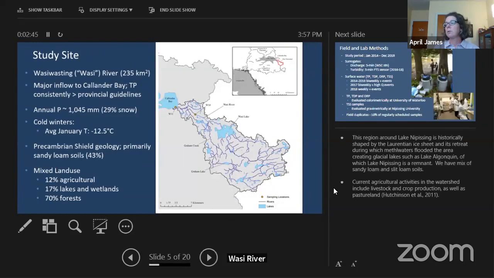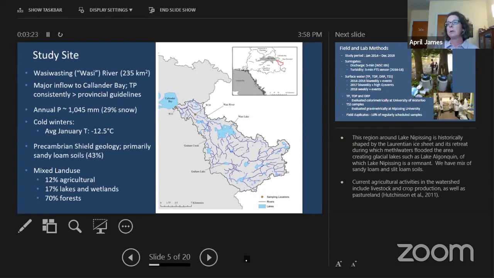And so here's a map of the watershed, the delineated watershed. You can see it flowing into Callander Bay, and Callander Bay again is located in this southeastern corner of Lake Nipissing. The watershed's about 235 square kilometers in size. It's the major inflow to Callander Bay. Total phosphorus concentrations are consistently greater than provincial guidelines. And so, it being an issue of source water protection, it has been of concern and of interest to the Conservation Authority for some time.